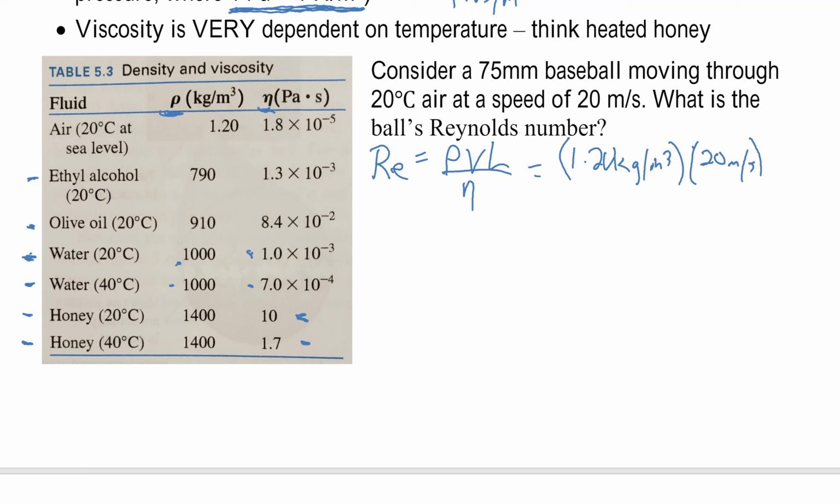Now, it says 75 millimeters, so what should we do? Convert it to meters for sure. What is 75 millimeters? Is it 0.075? Is it 0.7? Or is it 0.75? No, it's 0.075. Millimeters moves the decimal 3 places. So we go 0.075 meters. And then divided by what?